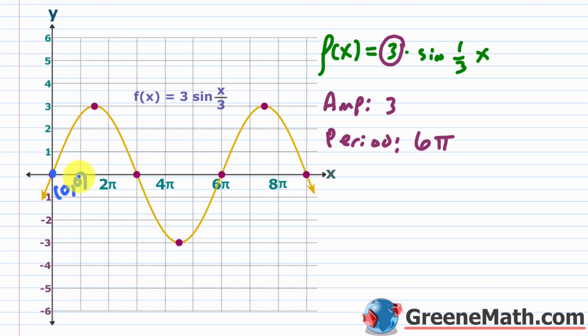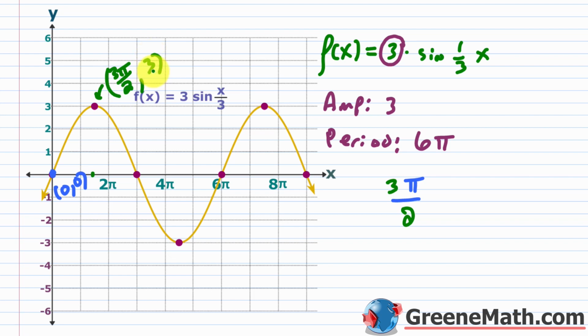From there, you want to add quarter periods, right? So you're going to go 6 pi over 4. If I divide 6 by 2, I get 3. If I divide 4 by 2, I get 2. So 3 pi over 2 is what I'm adding each time. So basically this notch right here would be an x value of 3 pi over 2. So this point up here would be 3 pi over 2. And then I'm going to be at the maximum, which is 3, okay?